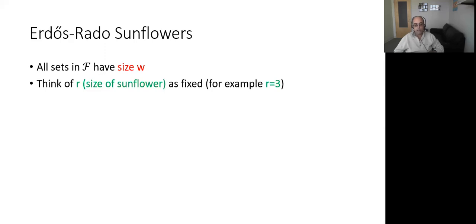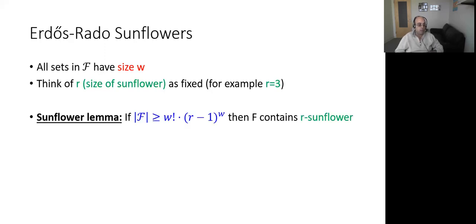And again, a good example to keep in mind is R equal to 3. Erdos and Rado in their paper actually proved what's known as the sunflower lemma, which says that if a set system is large enough, then it must contain a sunflower. The bound they proved is W factorial times R minus 1 to the W. If you think of R as constant, let's say 3, then the dominant term here is W factorial. It's roughly W to the W.